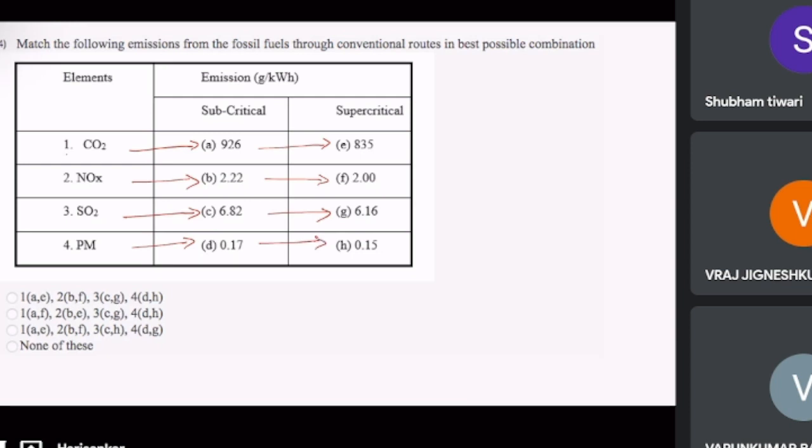So the correct option here is 1AE. So any option that gives these two, and then the second one is B and F. So both of these are giving that also. The third one is C and G, and only option one is giving that. So the correct option here is option A. Yeah, this 1AE, BF, CG, and DH.